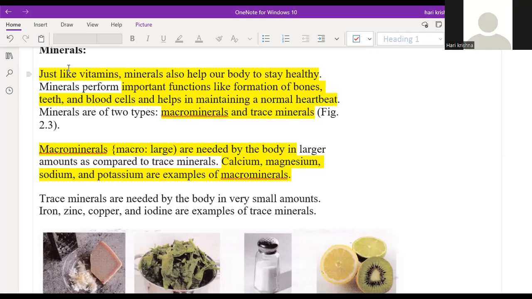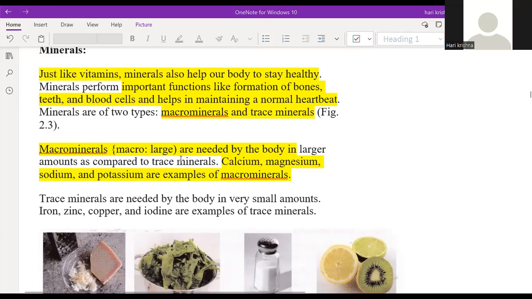So what are the macro minerals in our body? What are the four macro minerals in our body? Sodium, potassium, iron, zinc, magnesium, copper, iodine, calcium. Iron, calcium, sodium, and potassium. It's already given here, right?